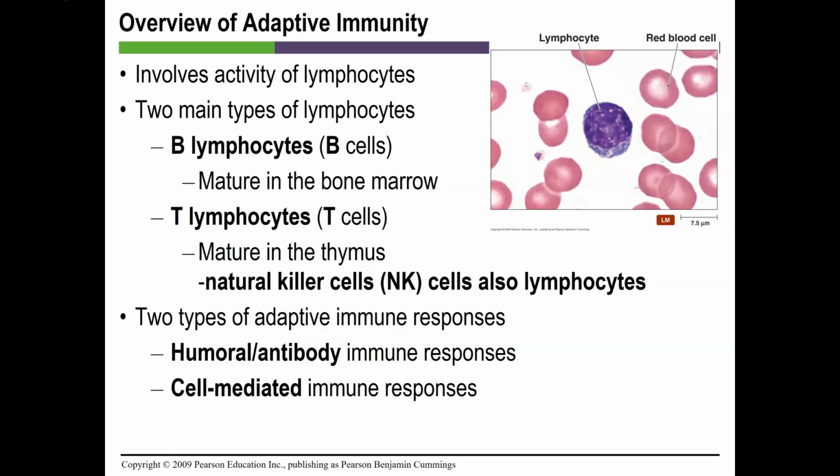We also have a type of lymphocyte called the natural killer cell. These were mentioned as part of our innate immune system. Here, in this section, we'll talk a little bit about them and their role in adaptive immunity. Our adaptive or acquired immune response has 2 branches. So we have humoral and cell-mediated adaptive immune responses. And in this section, we'll be talking about these 2 branches and the major players within them.